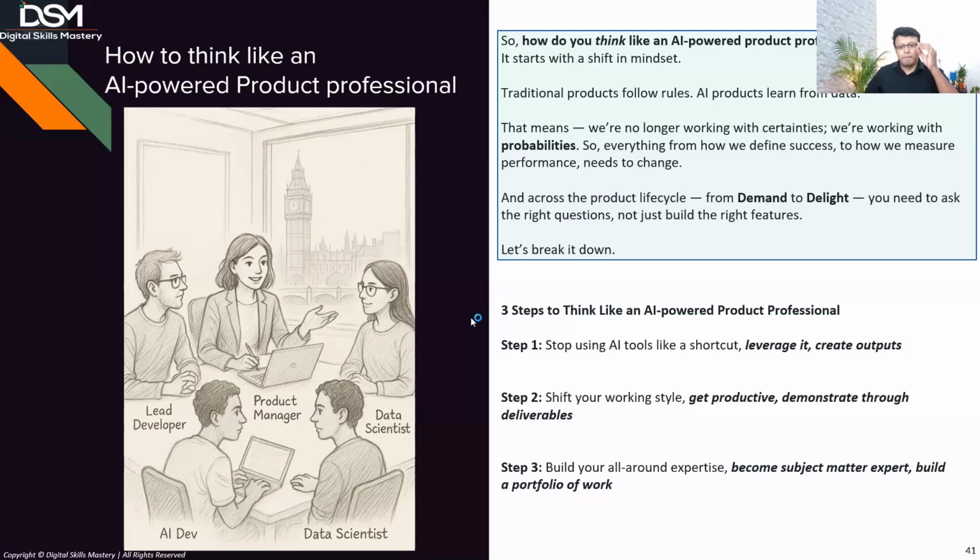And point number 3, build your all-around expertise. Become the subject matter expert. Generalists will not fly in the coming weeks and months, guys. It's a tectonic shift now that AI has come into the product domain. You have to become a subject matter expert in your industry, in your vertical, and also in the sphere of AI. Build a portfolio of work that you can showcase, that shows you know how to look at features and create all of these deliverables right from demand to delight. You can handle anything, and that's the expertise you need to show.